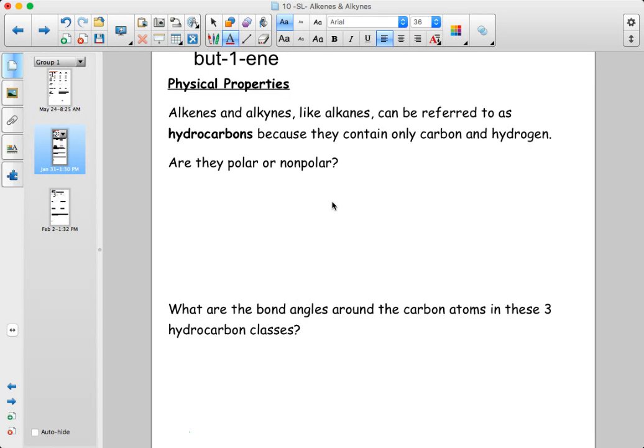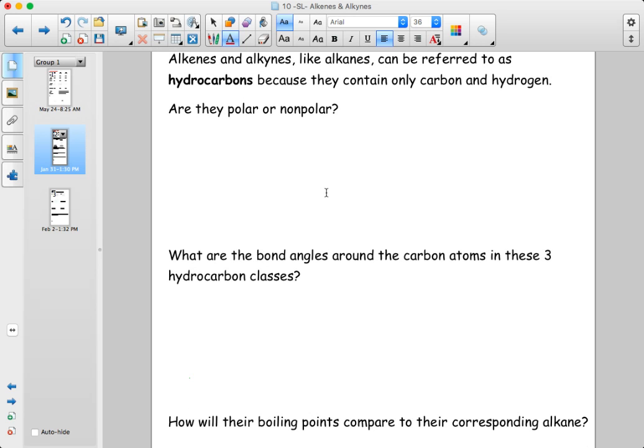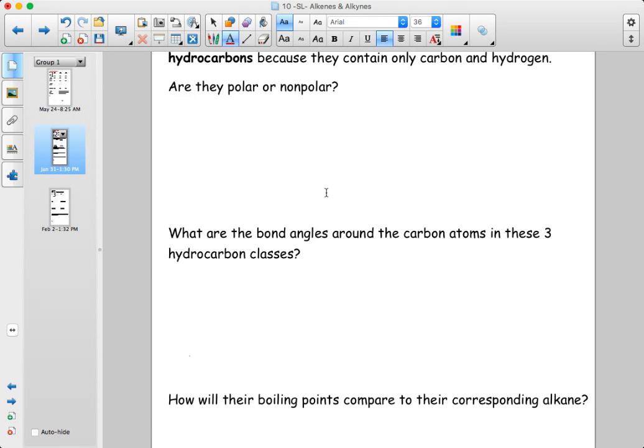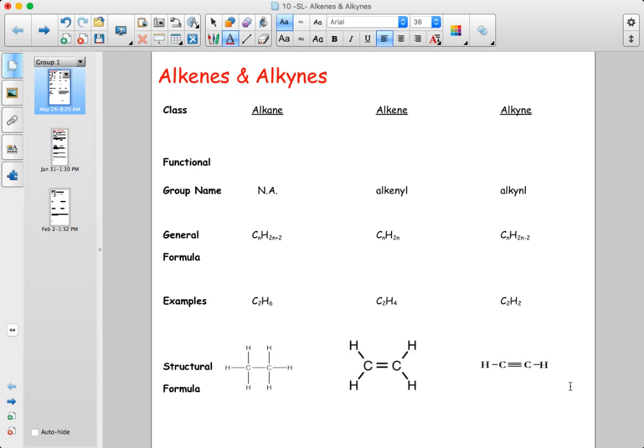In terms of physical properties, alkenes, alkynes, alkanes, they're all just hydrocarbon, so they are very much nonpolar. So they have very, very low boiling points and melting points. The small ones are going to be gases or extremely volatile liquids. And I'll leave these other quick questions for class. They're just some things to think about in terms of bond angle and boiling points that sometimes get asked. Okay, so that's the alkenes and the alkynes.